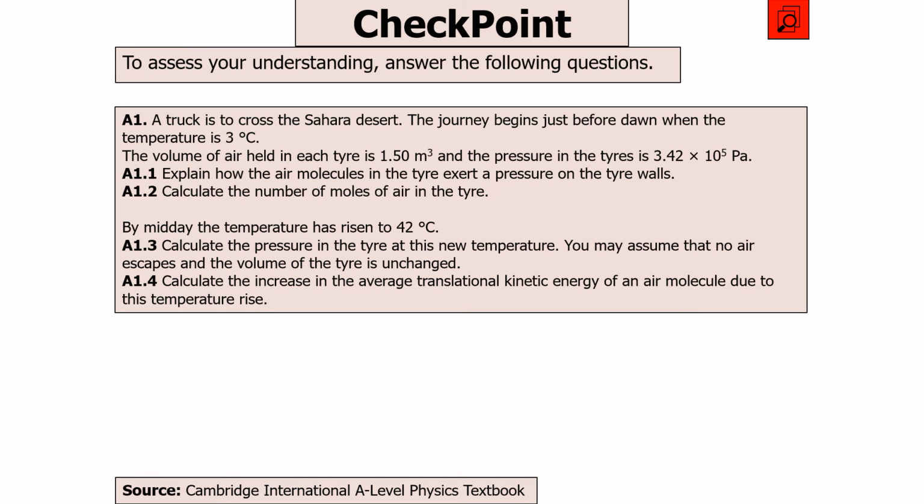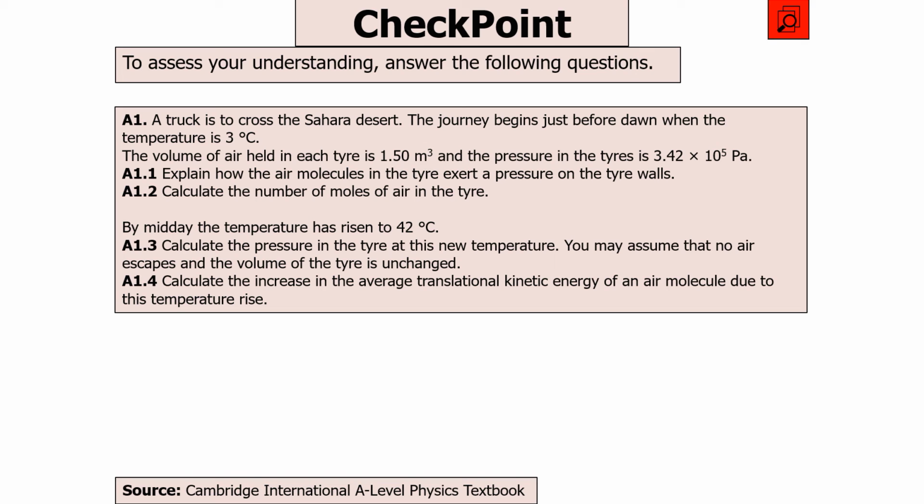The next question says, a truck is used to cross the Sahara Desert. The journey begins just before dawn when the temperature is 3 degrees. The volume of air held in the tyre is 1.50. It exerts a pressure on the tyre walls. Calculate the number of moles of air in the tyre. By midday, the temperature has risen to 42 degrees Celsius. Calculate the pressure in the tyre at this new temperature. You may assume that no air escapes and the volume of the tyre is unchanged. Calculate the increase in the average kinetic energy of an air molecule due to this temperature rise. So pause the video now, then unpause the video when you want to go through your answer.